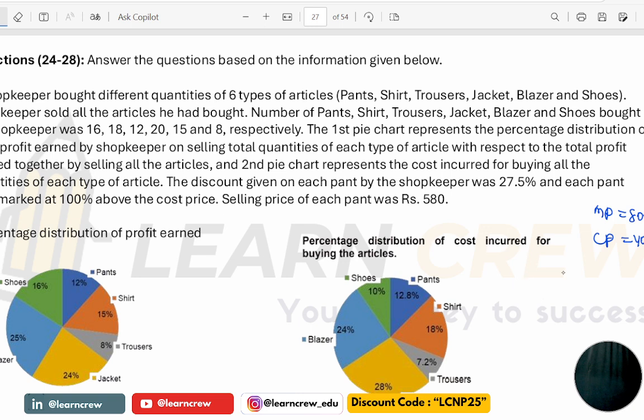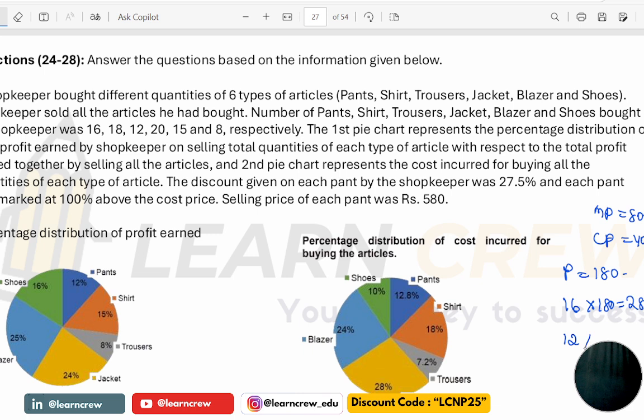Then profit on each pack. Profit on each pack would be 180. Now on 16 packs, 16 into 180, which is 2880. And the total profit of the shopkeeper is not known, but it is given that the total profit of the shopkeeper is some X. So 12% of X is 2880.